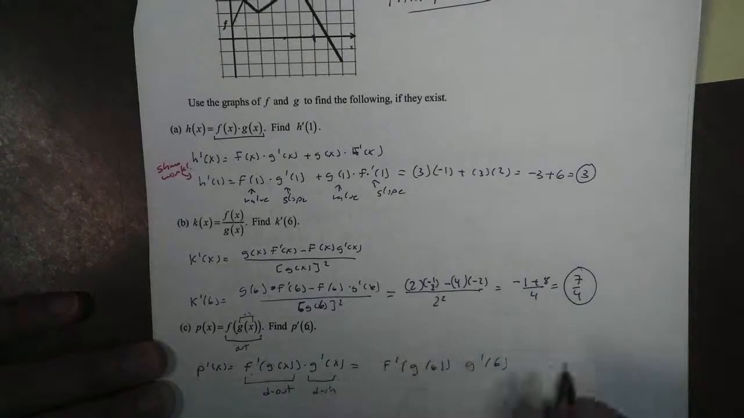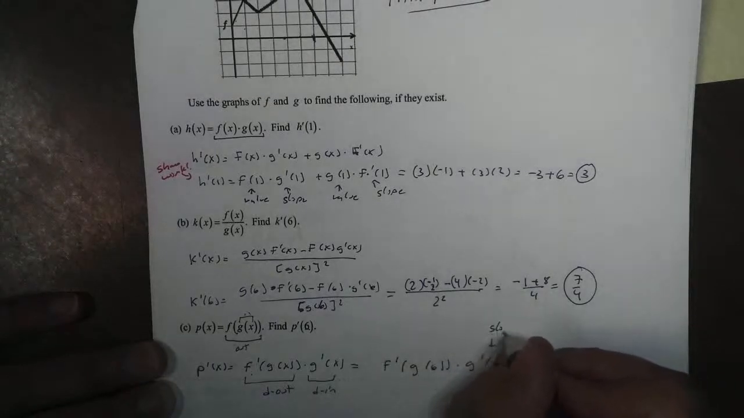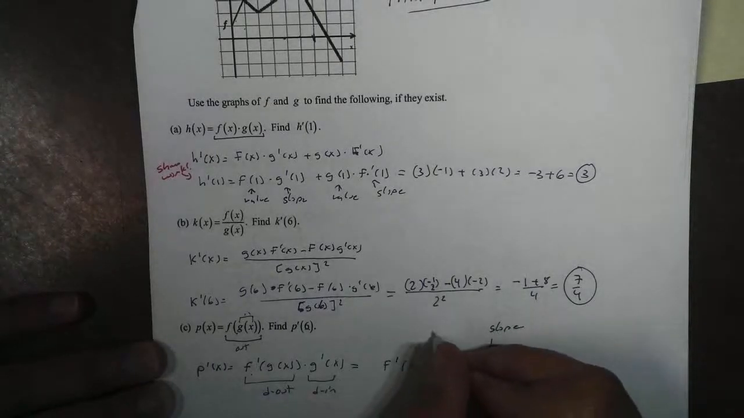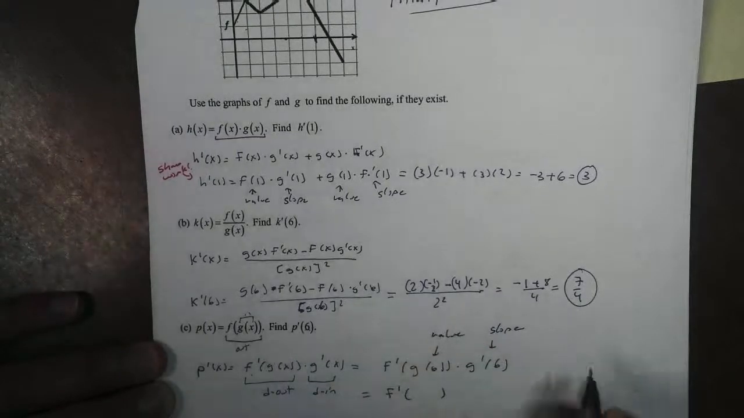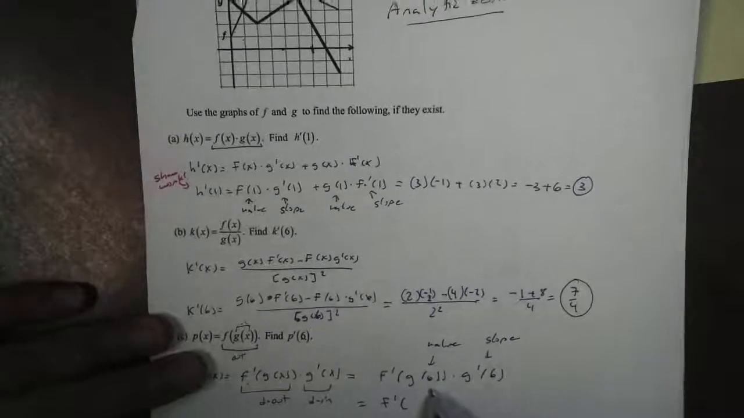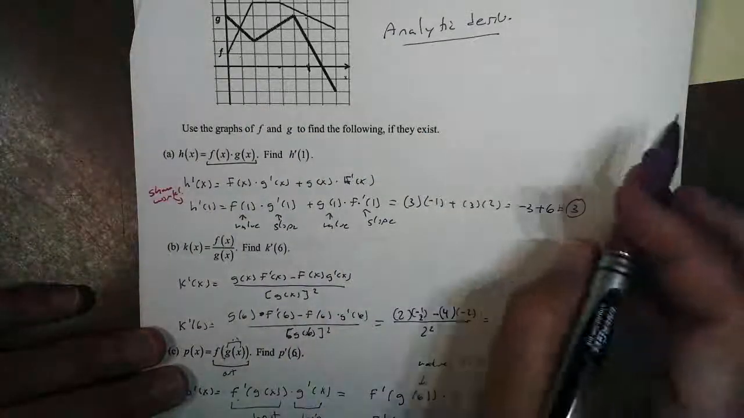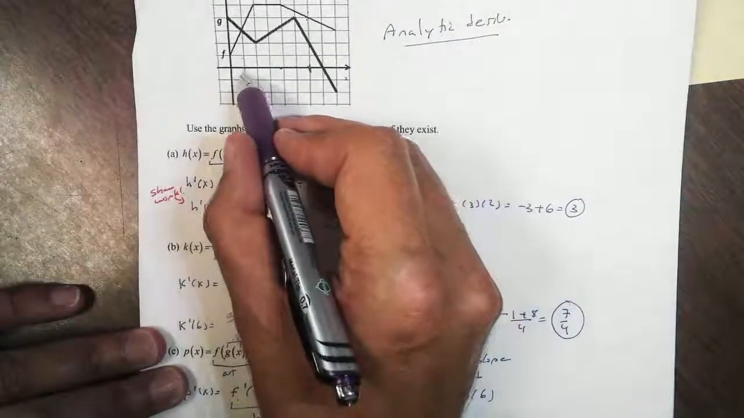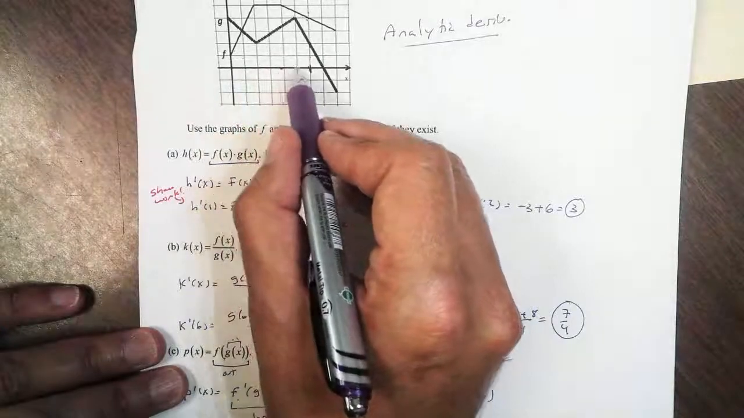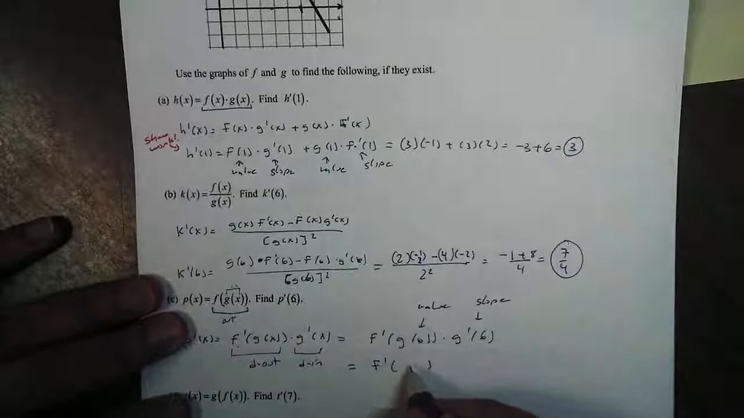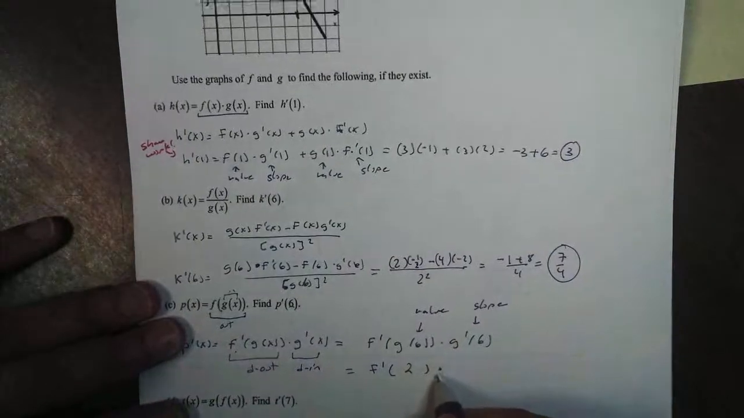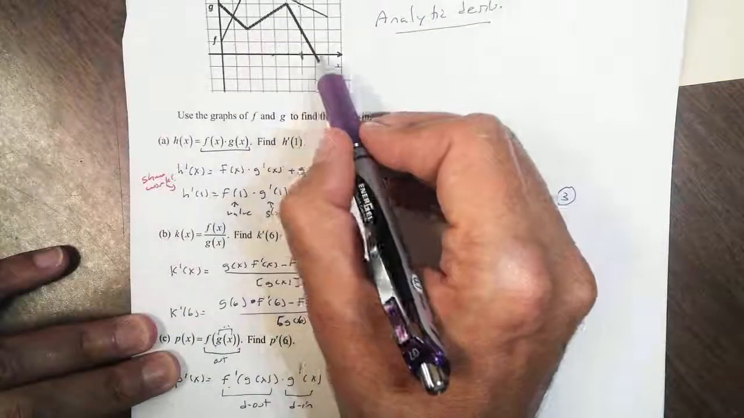Now take a look. We need the slope and we need the value of g right there. So let's go ahead and do this. This becomes f prime. Ready? Let's find the value of g at 6. Let's count over: 1, 2, 3, 4, 5, 6. The value of g is 2. So that's going to go in here. The slope of g at 6 is -2.